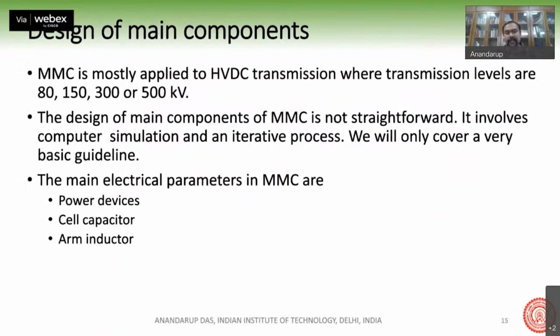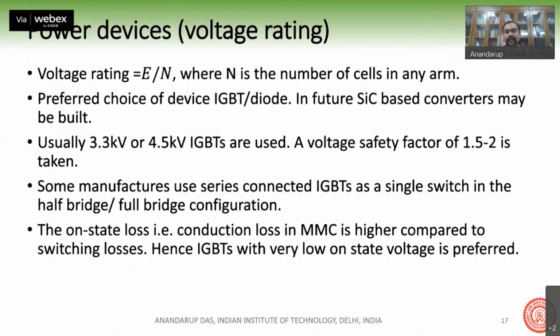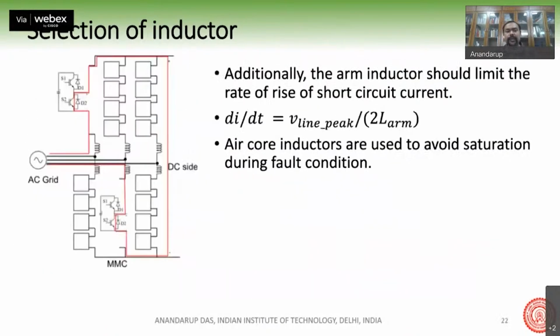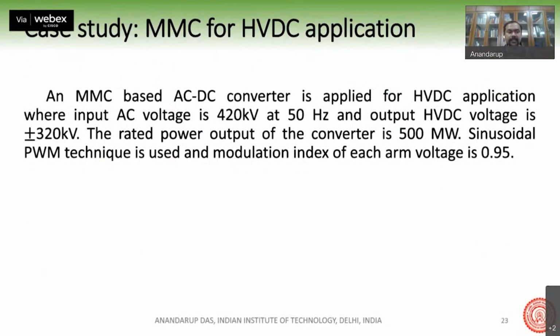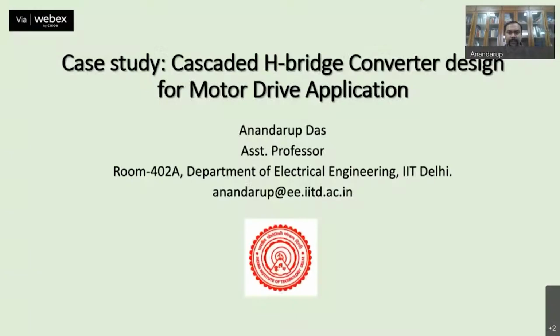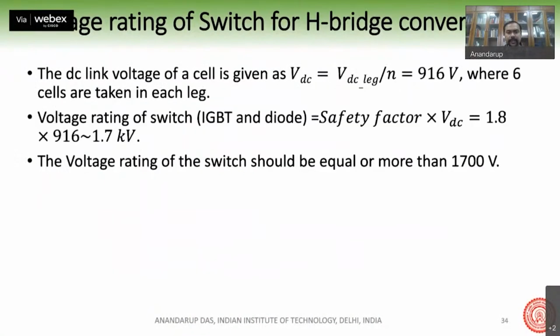So these are some of the design guidelines which we have covered. It's a very rough design guideline, not the basic thing, because when you go to the industry, there are lots and lots of other features, like temperature rise, which we have not covered. We have just given the voltage and current ratings. Temperature rise, reliability, many analyses have to be done before you can design or choose a specific component. Some case studies we have also done, and the case study with the cascaded H-bridge for motor drive application we have also covered here.